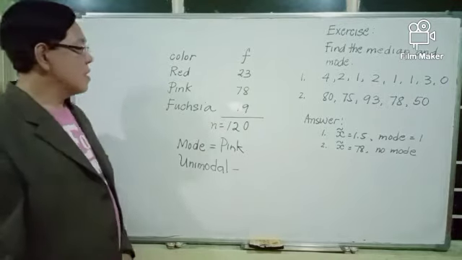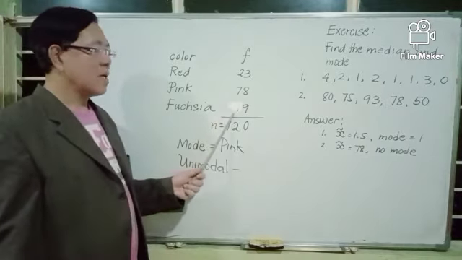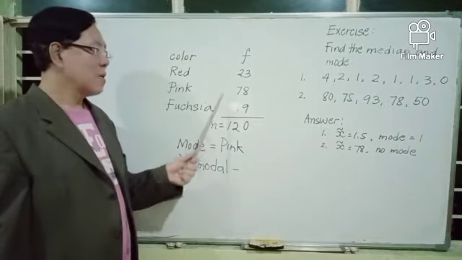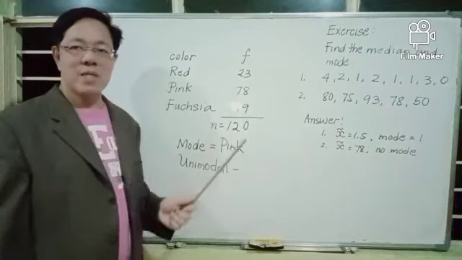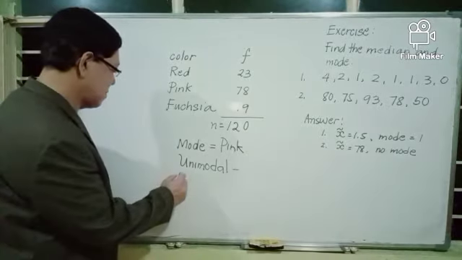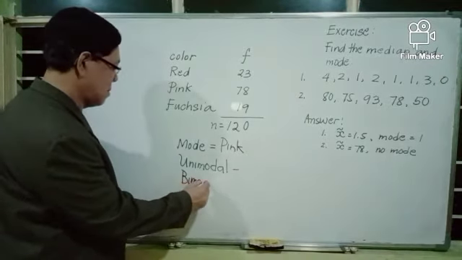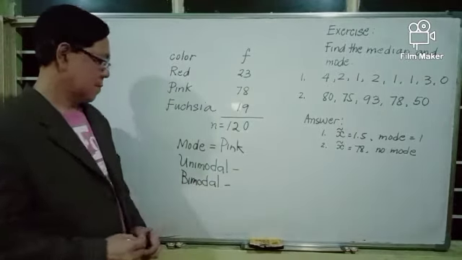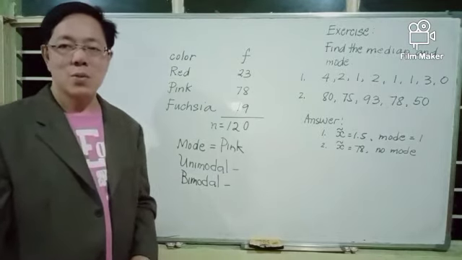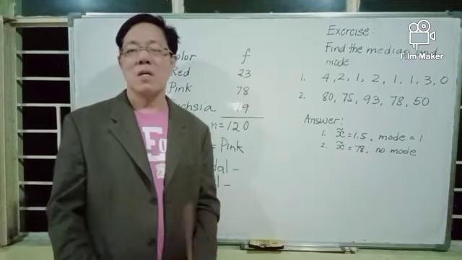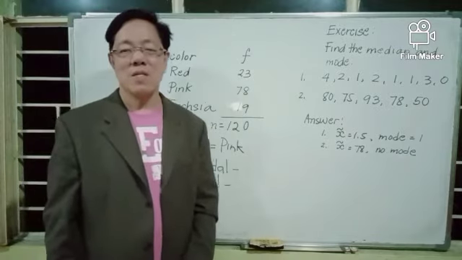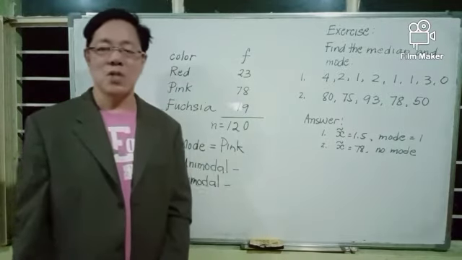That is, if, for instance, fuchsia happens to have a frequency of 78 also, then the modes are pink and fuchsia because they have the same greatest frequency of 78. And you can describe the distribution of data as bimodal. A bimodal distribution of data is a set of data that has two modes. There are two most popular items or values. There are two values with the same greatest frequency in the distribution of values.